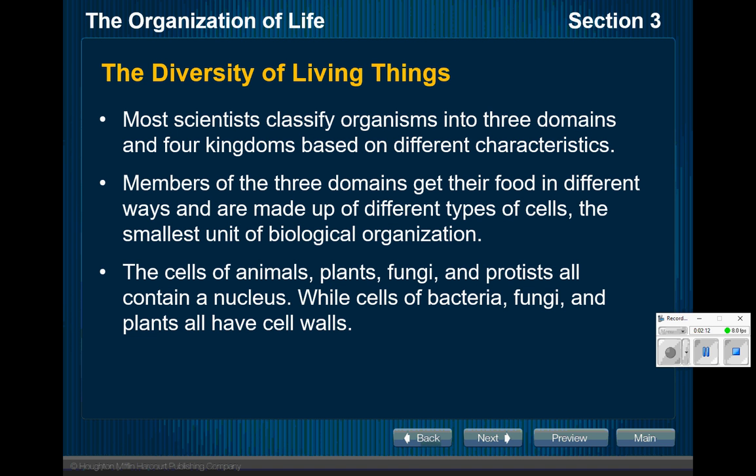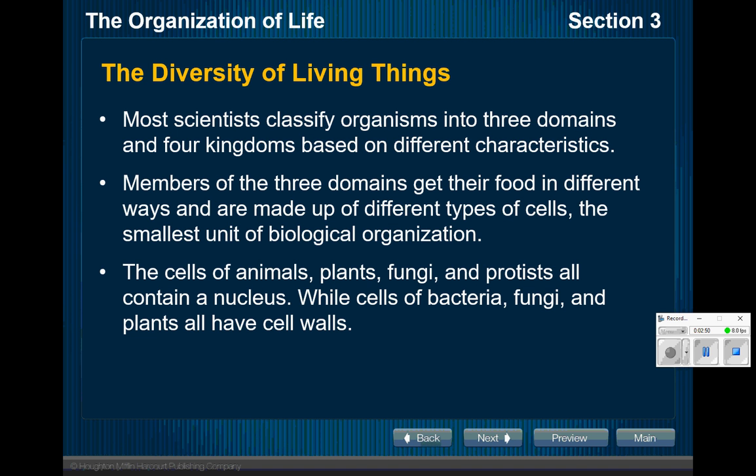Members of the three domains get their food in different ways, and that's how we classify them, and are made of different types of cells, which is another way to classify them, and the smallest unit, which the cells are the smallest unit of biological organization, as we talked about earlier when we were talking about levels of biological organization. The cells of animals, plants, and fungi and protists all contain a nucleus. So there's another way of categorizing things: does it have membrane-bound organelles or does it not have membrane-bound organelles?